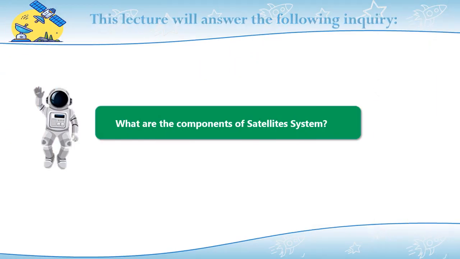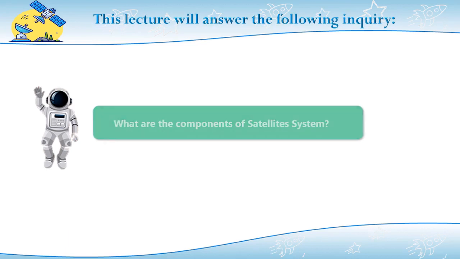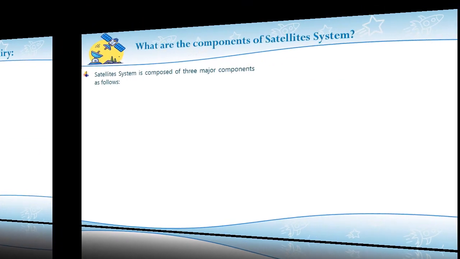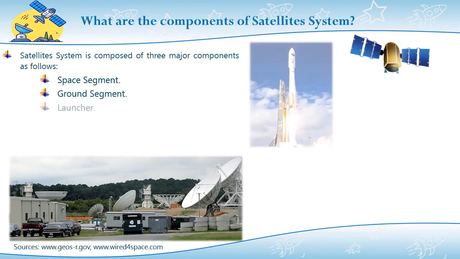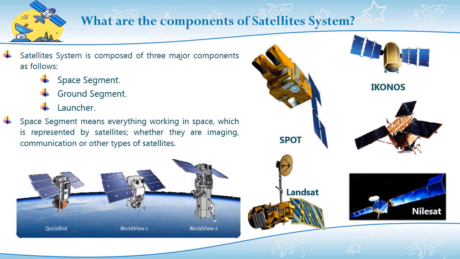This lecture will answer the following inquiry. What are the components of a satellite system? A satellite system is composed of three major components as follows: space segment, ground segment, launcher.